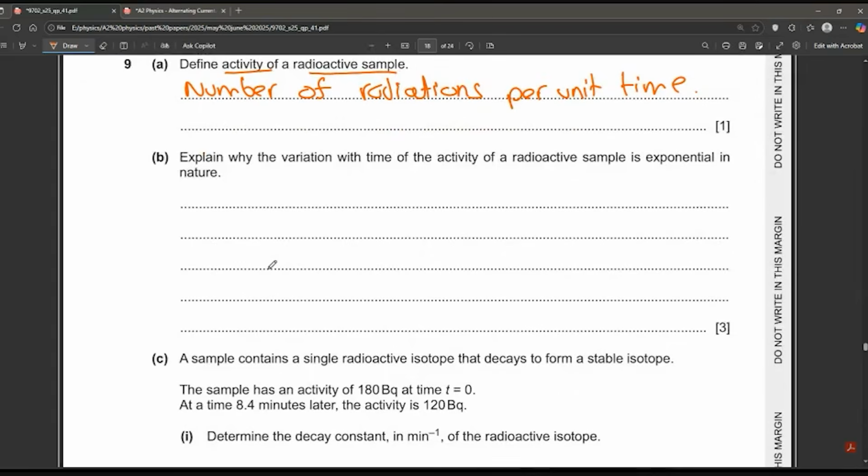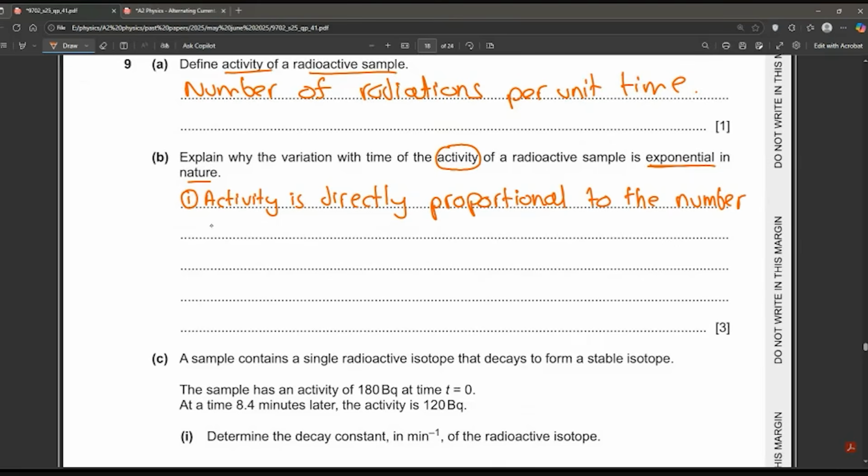Okay. Explain why the variation with time t of the activity of a radioactive sample is exponential in nature. हमने बताना है why is activity exponential. First of all, you will say activity is directly proportional to the number of undecayed nuclei.